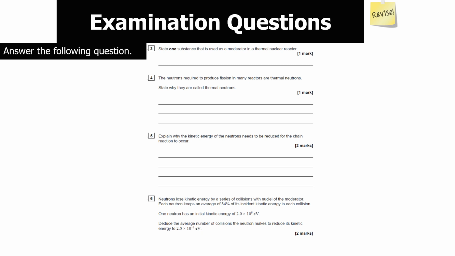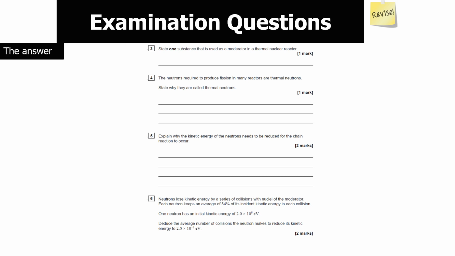The next question says, state one substance that is used as a moderator in a thermal nuclear reactor. The neutrons required to produce fission in many reactors are thermal neutrons. State why they are called thermal neutrons. Then explain why the kinetic energy of the neutrons needs to be reduced for the chain reaction to occur. Neutrons lose kinetic energy by a series of collisions with nuclei of the moderator. Each neutron keeps an average of 84% of its incident kinetic energy in each collision. One neutron has an initial kinetic energy of 2 times 10 to the 6 eV. Deduce the average number of collisions the neutron makes to reduce its kinetic energy to 2.5 times 10 to the minus 2 eV. So pause the video now, then unpause the video when you want to go through your answer.